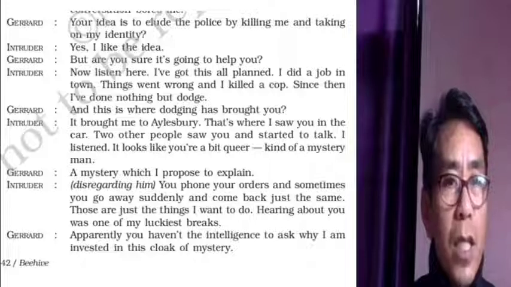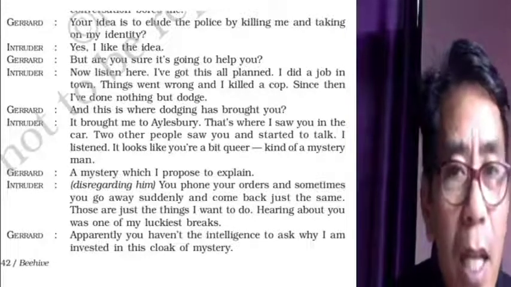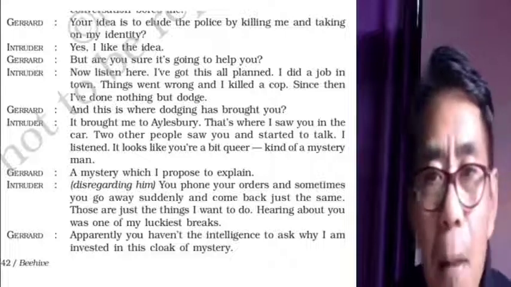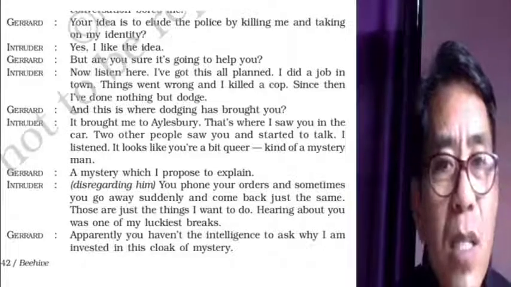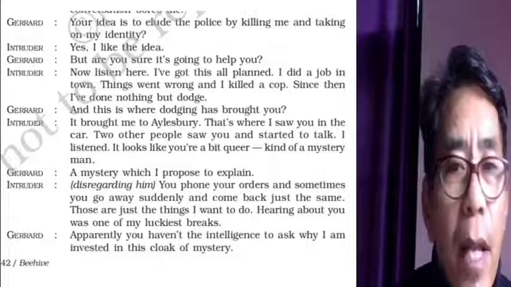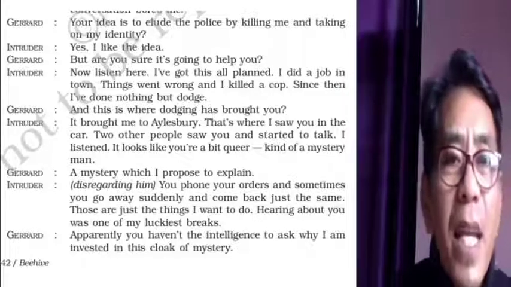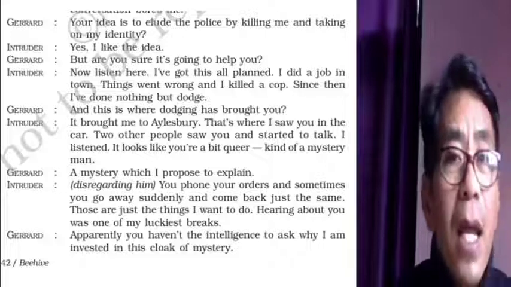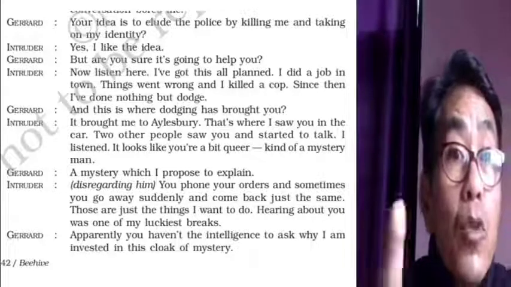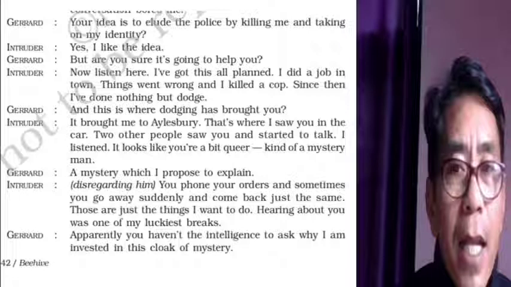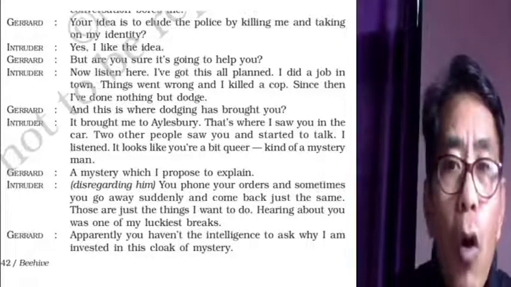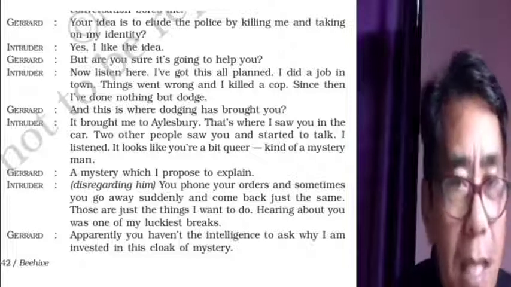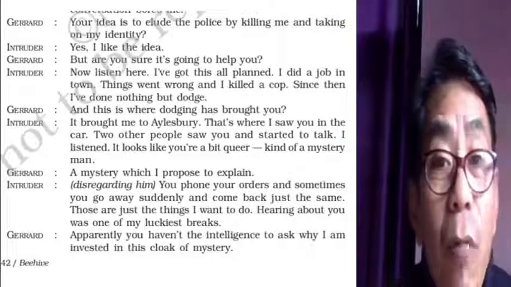The intruder, disregarding him, said without answering, you phone your orders and sometimes you go away suddenly and come back just the same. Those were just the things I wanted to do. Hearing about you was one of my luckiest breaks. Now, he said he learned all these things about Mr. Gerard from the two people who were talking, isn't it? That you phone your orders and sometimes you go out suddenly and come back just the same. Those were the things that I wanted to do.